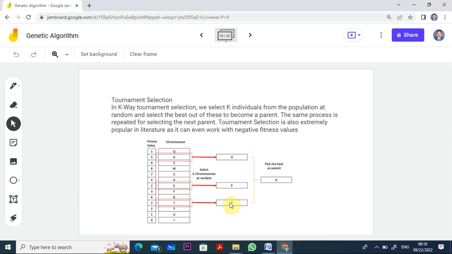Here also the same thing, but A, E and T have been selected, and they have their individual fitness values. What is the fitness value of A? You can see on the left-hand side, the fitness is 5. What is the fitness of E? It is 2. What is the fitness of T? It is 2. So out of 2 to 5, the highest fitness is 5. So we pick the parent with the highest fitness. Get it now? Tournament selection is also extremely popular in literature, as it can even work with negative fitness. Fine, so these are some of the selections.